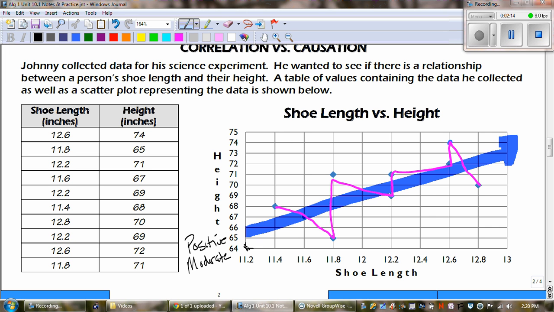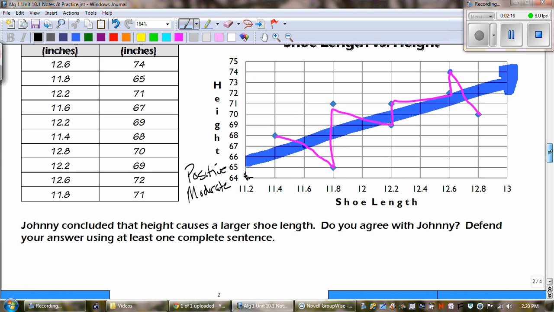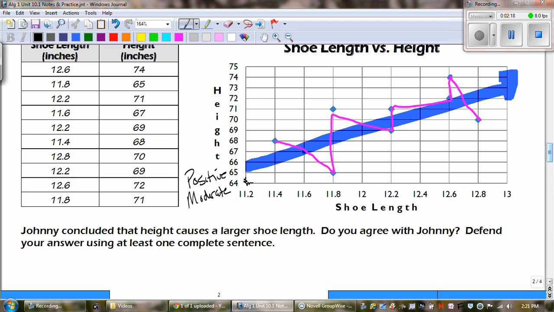So let's read what the next part says. It said that Johnny concluded that height causes a larger shoe length. Do you agree with Johnny? And defend your answer using at least one complete sentence. So what Johnny's concluding is saying that if you were tall, you're going to have a large shoe size, no matter what. 100%, that's the case. What do you think about that?